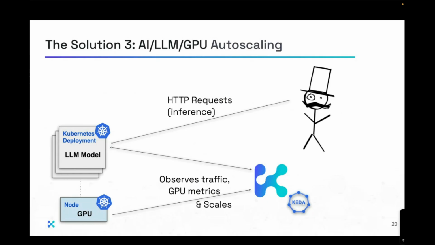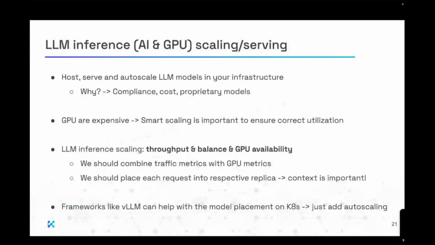Because it's similar to the HTTP-based scaling, right? And also the GPU aspect is very important here, because GPUs are very expensive, as we know. So we would like to utilize them properly. So we should combine the HTTP-based metrics with the GPU metrics, so utilization, some kind of cache, etc. So this is something that will be a hot topic for companies that would like to host models in their infrastructure.